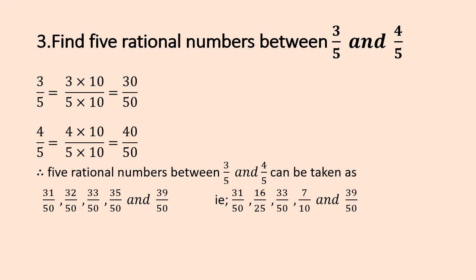If any common factors are there in the numerator and denominator, you cancel them and then write. So you will get 31 upon 50, 16 upon 25, 33 upon 50, 7 upon 10 and 39 upon 50. You can take any 5 numbers between 30 upon 50 and 40 upon 50.